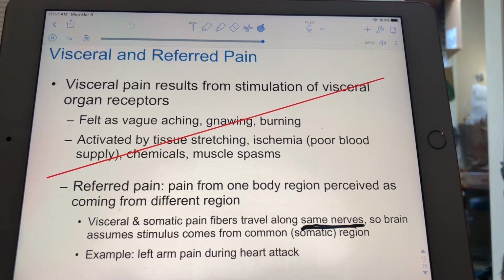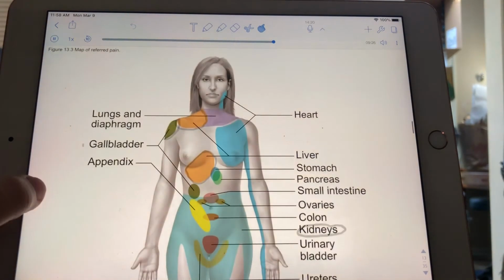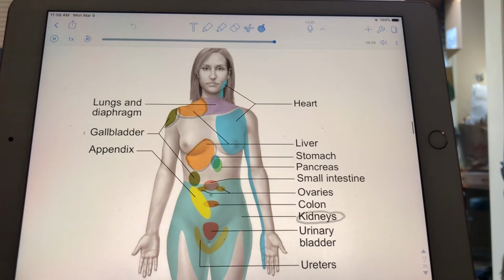For instance, you've probably heard before that you may feel left arm pain or left arm numbness during a heart attack. By the way, that is more common or more predictable in males than it is in females. Females tend to present a greater variety of symptoms during a heart attack, which makes them a little bit more difficult to diagnose. Scary.